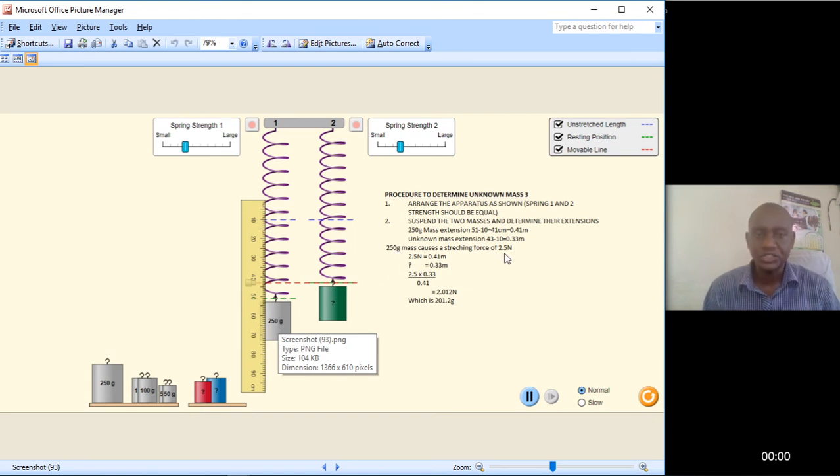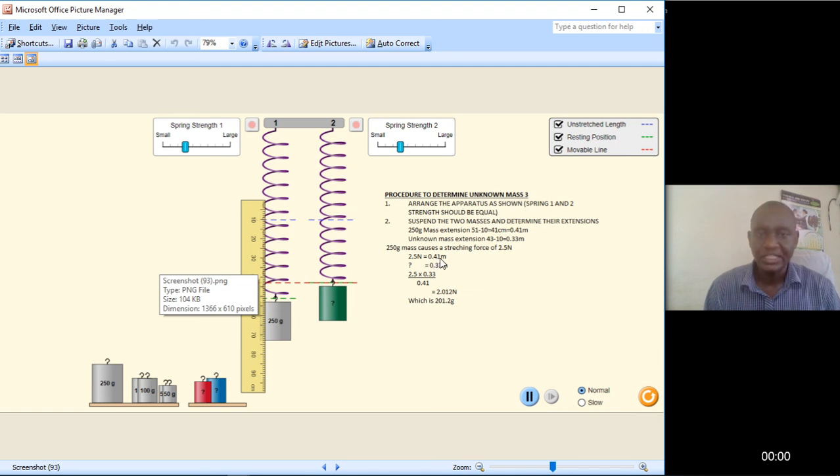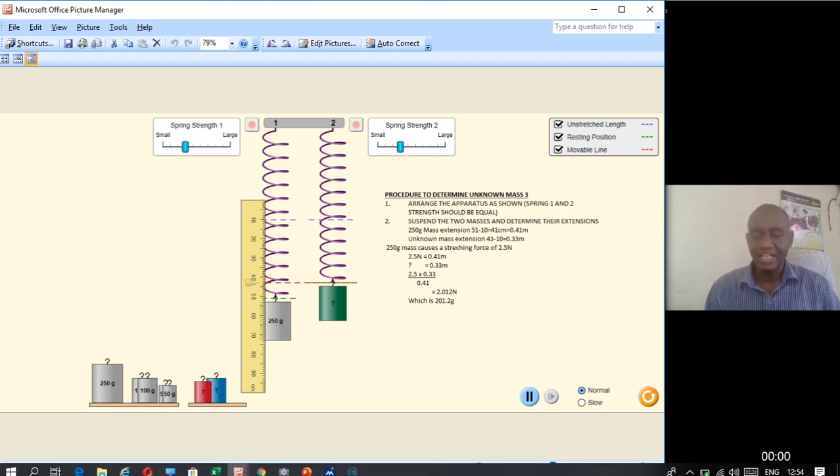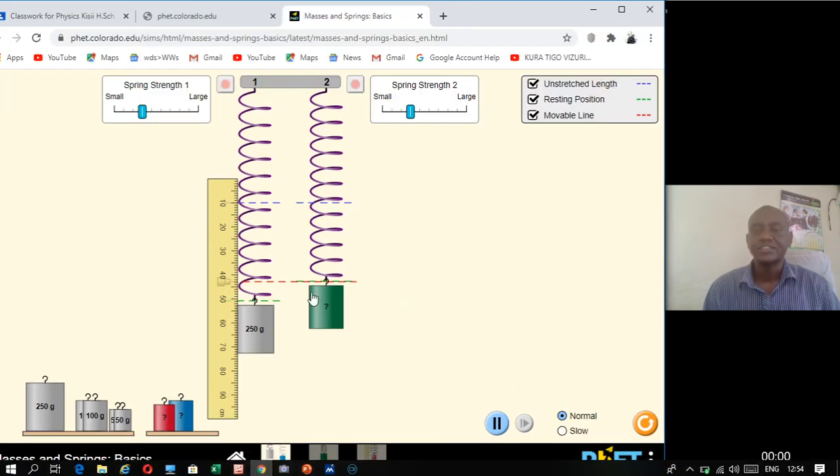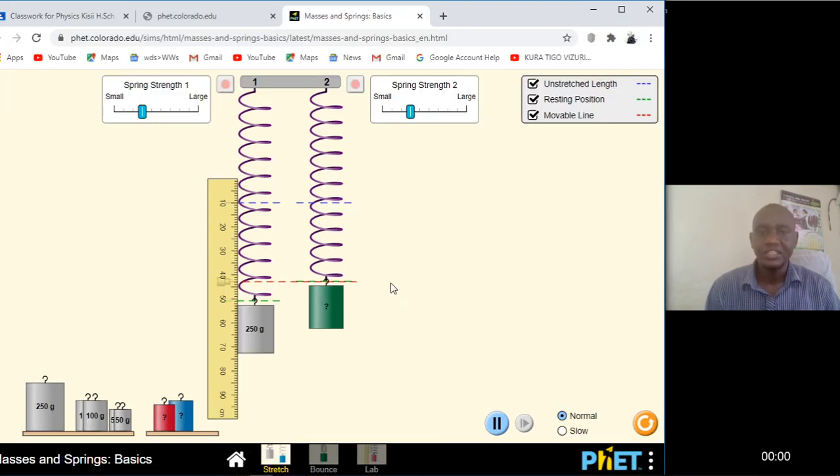250 grams, a stretching force of 2.5 Newton, gave us an extension of 0.41 meters, and the unknown mass gave us 0.33 meters. So when you substitute 2.5, 0.41 meters, and 0.33 meters, what stretching force do we get? The stretching force we found is 2.012 newtons, which is equivalent to 201.2 grams. That is how we performed our experiment in determining the unknown masses.